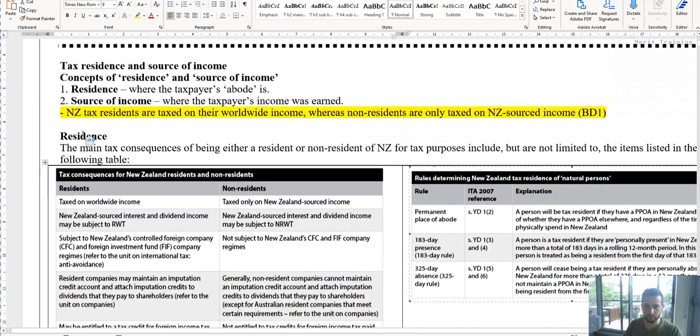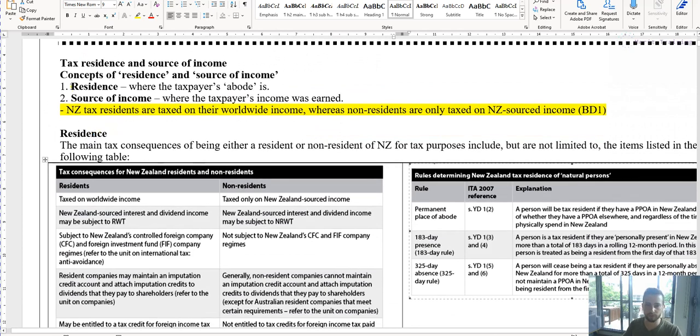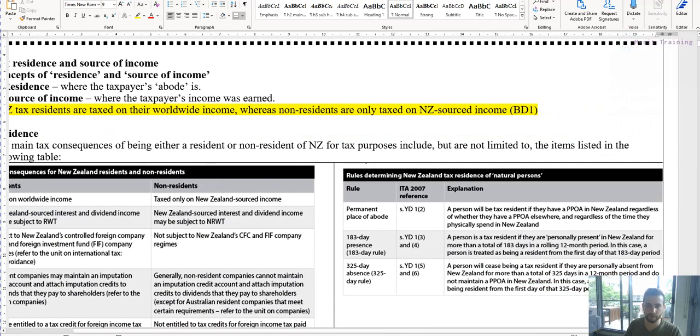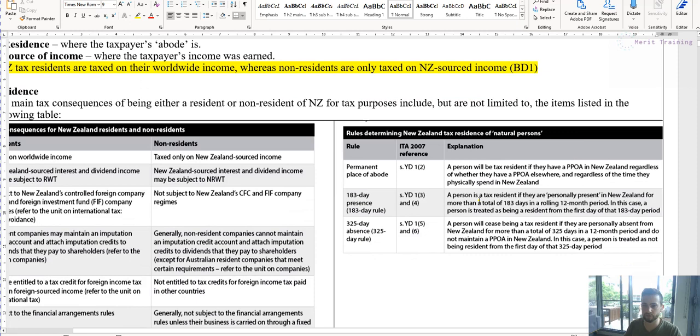So let's talk about what the general rules are to determine if you're a natural person, i.e. a resident. So in essence, it's basically where your abode is. So what is an abode? The way to think about it is where is your house, right? Where do you live? But its definition is a little bit different to that, and we'll talk about that in a moment. So there are three key rules for determining where the tax residence is of a New Zealand person.